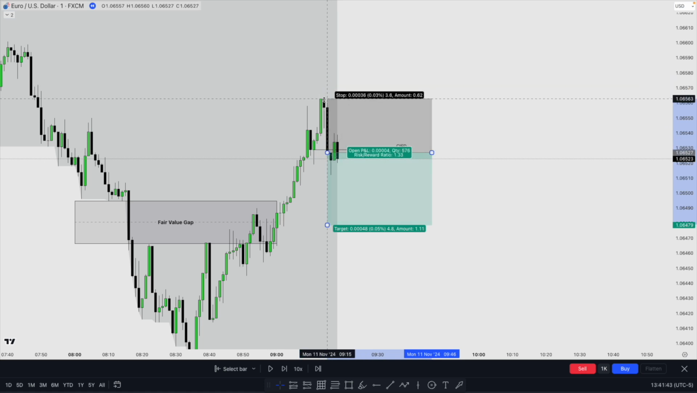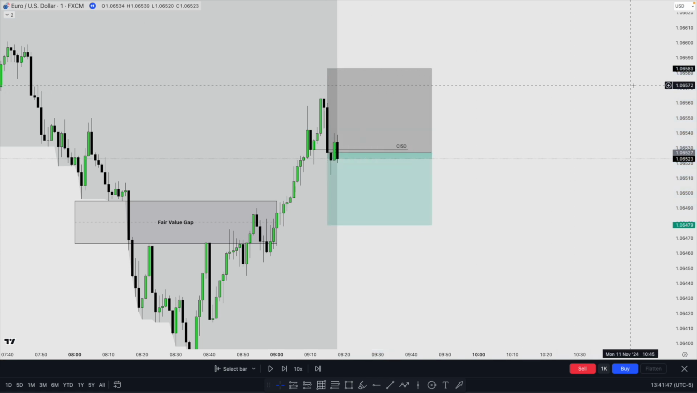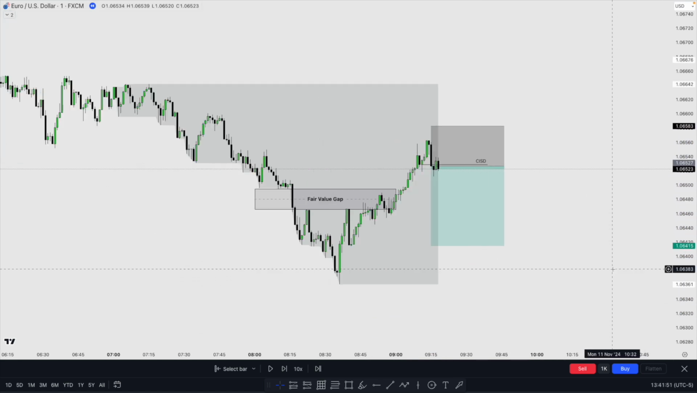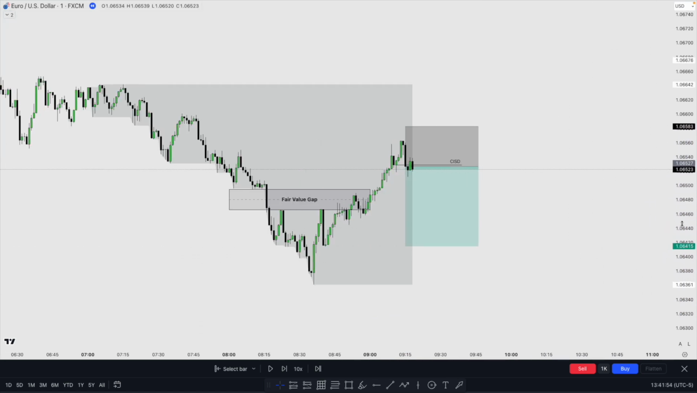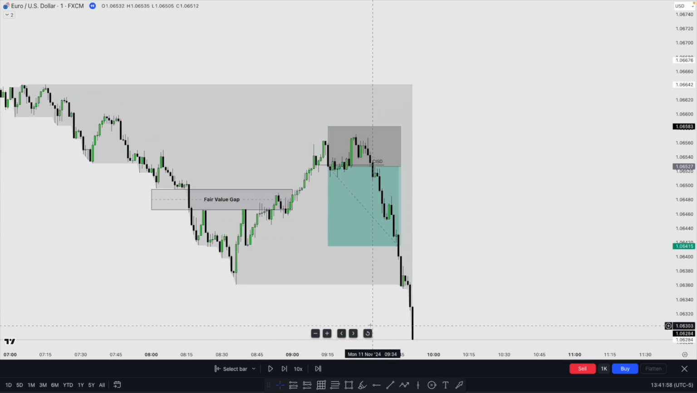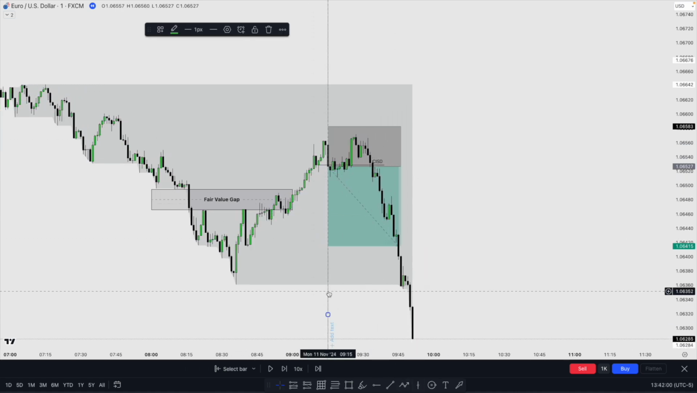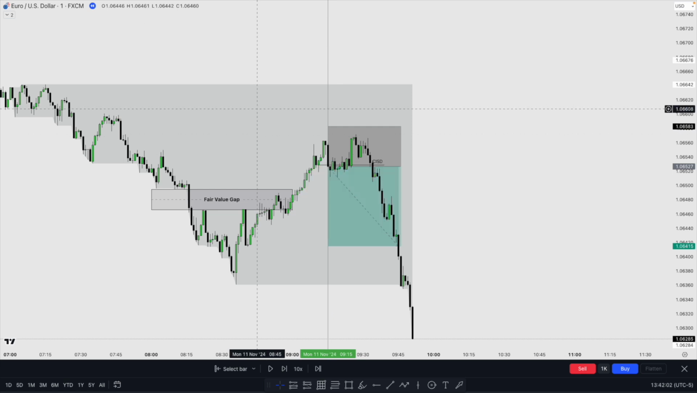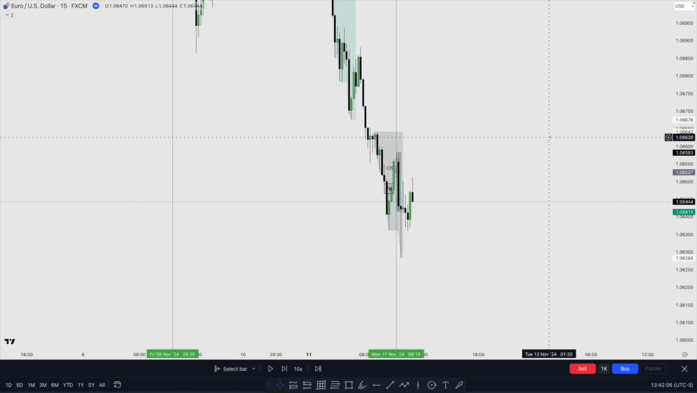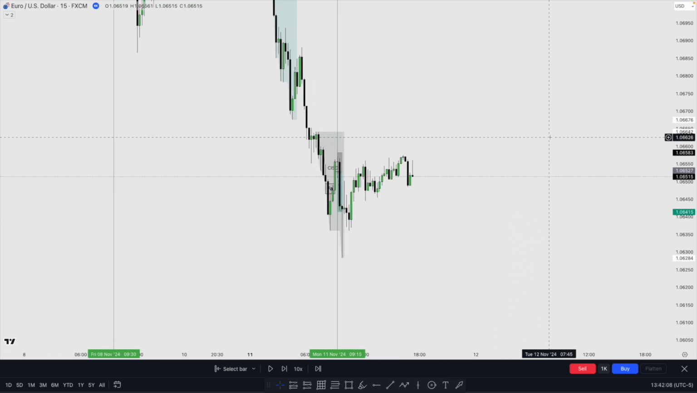Stop loss goes 2 pips above, so 3.6 will be 5.6. And we target a 2 to 1 risk to reward. Playing this trade forward, and we get another win. Mark that out, go back to the 15-minute time frame, and we wait for the next day.